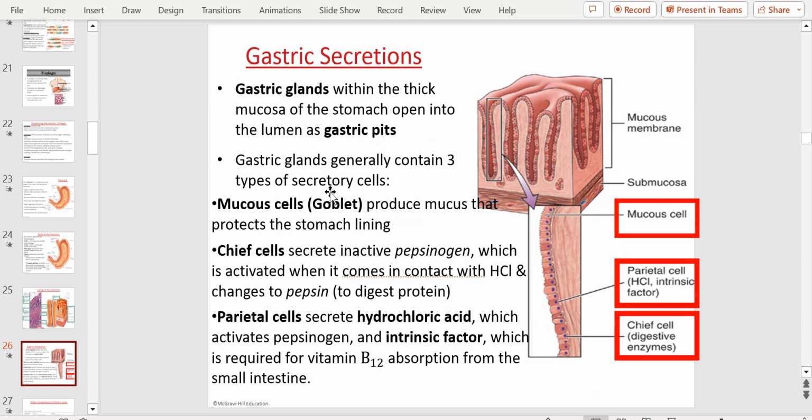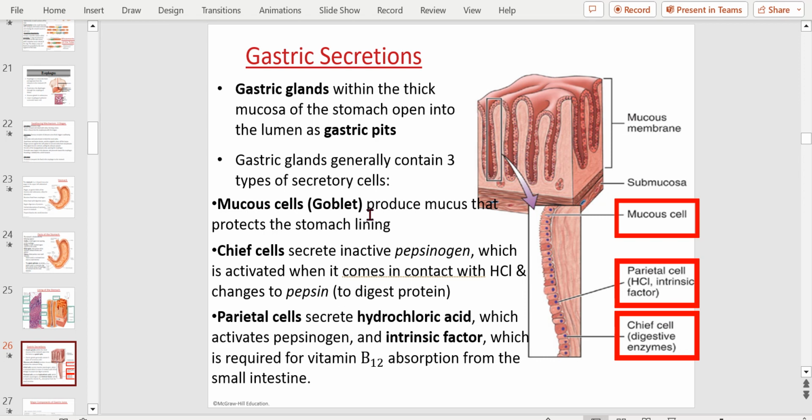The gastric glands within the thick mucosa of the stomach open into the lumen as gastric pits. These gastric glands generally contain three types of secretory cells. There are mucus cells, goblet cells, that produce mucus that protects the stomach lining, because you have to think the stomach is coated in hydrochloric acid, pH of about 1 or 2. This will eat through a table. The only thing that's protecting your stomach and your body from this hydrochloric acid is this mucus.